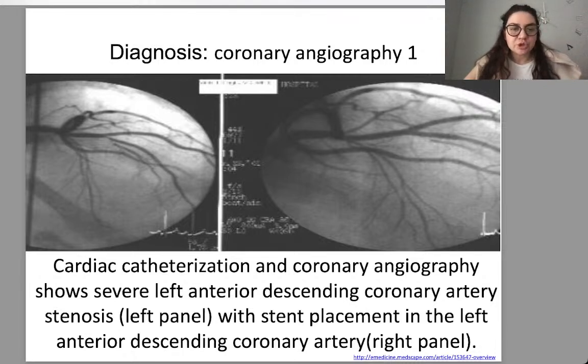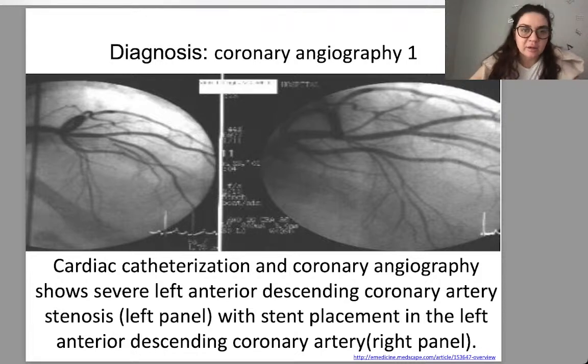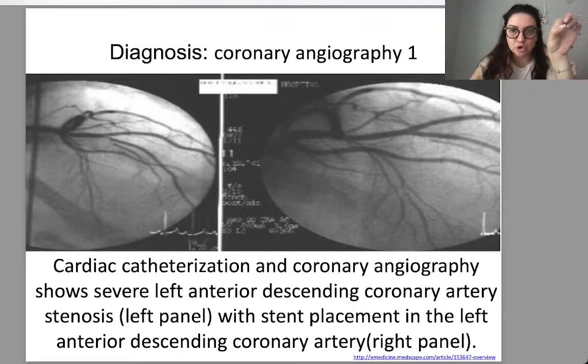Here you see such pictures with cardiac catheterization and coronary angiography that shows severe left anterior descending coronary artery stenosis at the left panel, with a stent placement in the left anterior descending coronary artery on the right panel. For example, pay attention to the upper vessel on the left. You see that it is significant stenosis, it is abnormal blood flow, and in the second picture, it is a revascularization. It was opened with a stent, and there is nearly normal blood flow through this artery.